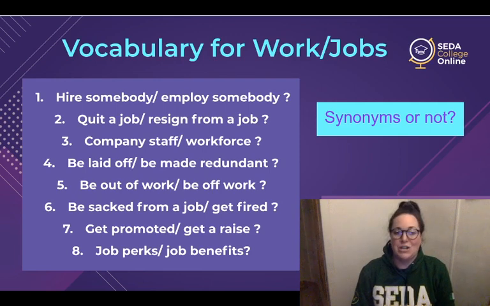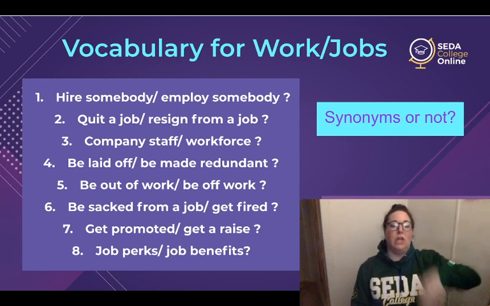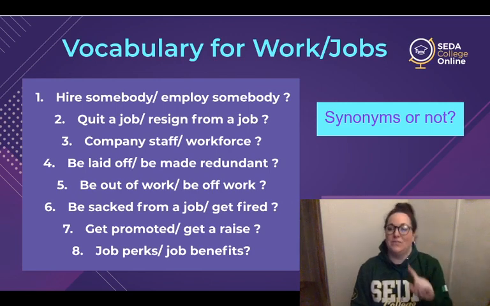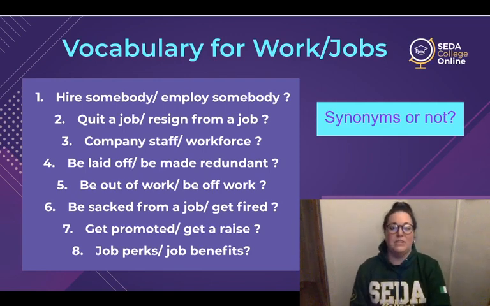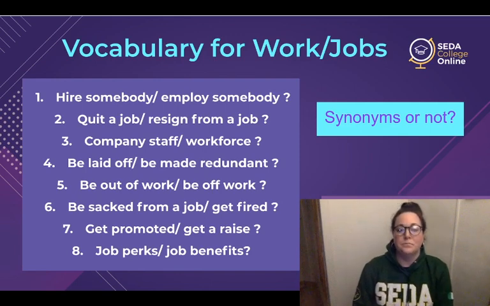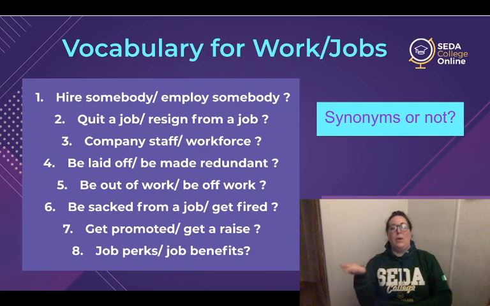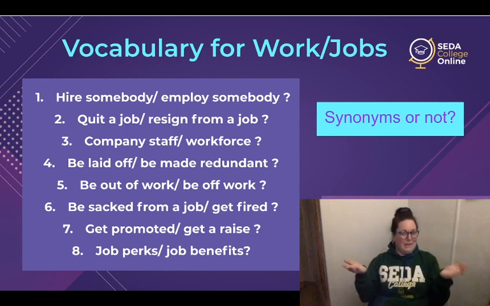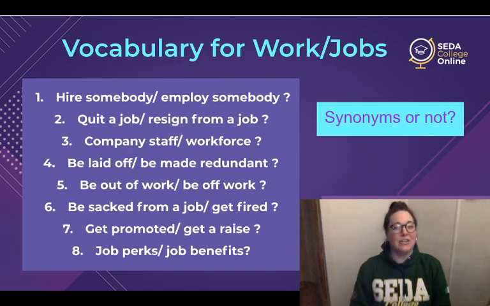So, hire somebody. Hire. It's like higher or lower. Same pronunciation, different spelling. The verb to hire. It's sometimes used like rent in the UK and Ireland, but it's for things, not people. And then employ somebody. Are those the same things? Employ somebody, hire somebody? You decide. Think about it. But I want you to say it with me first. Hire somebody.